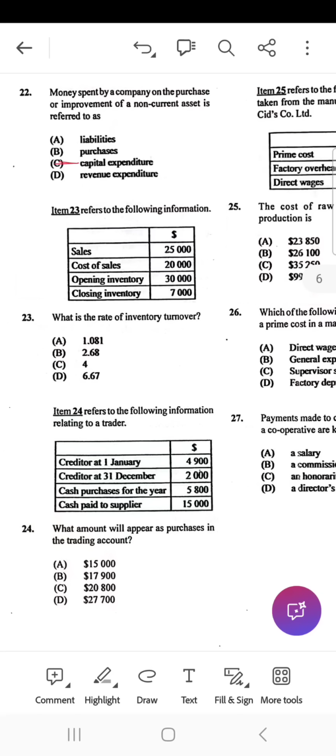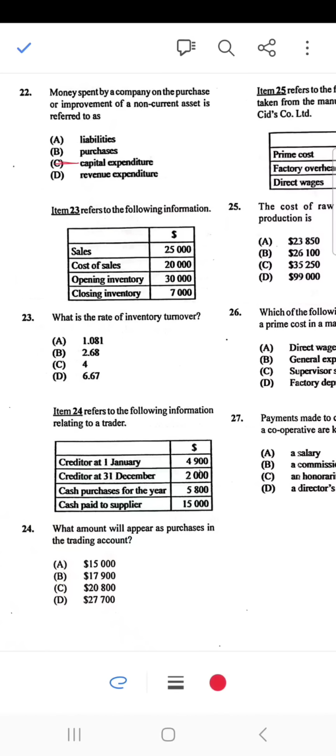Number 23 refers to the following information. They want to know what is the rate of inventory turnover. So the formula for this is your cost of sales divided by your average inventory. I'm going to calculate my average inventory by taking my opening inventory, adding it to my closing inventory, and dividing it by 2. And that would give me 18,500. And I'm going to divide my cost of sales by that figure. Cost of sales is 20,000. 20,000 divided by 18,500 will give me 1.081.